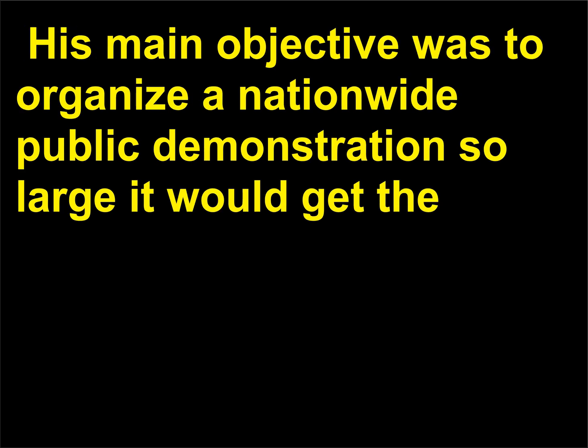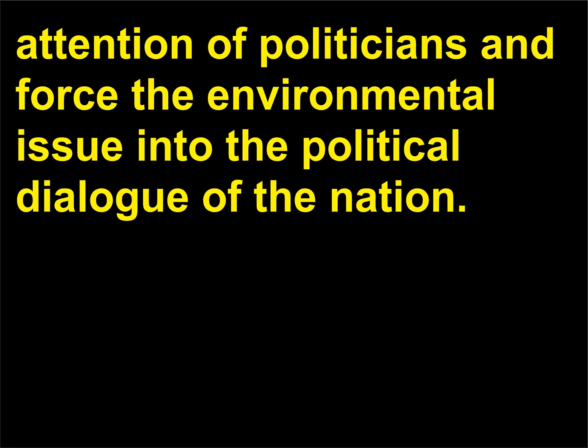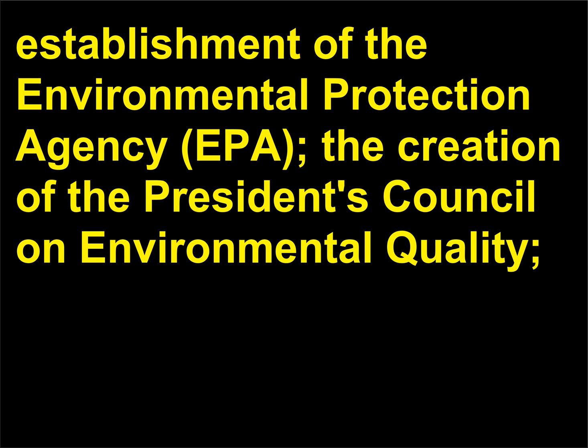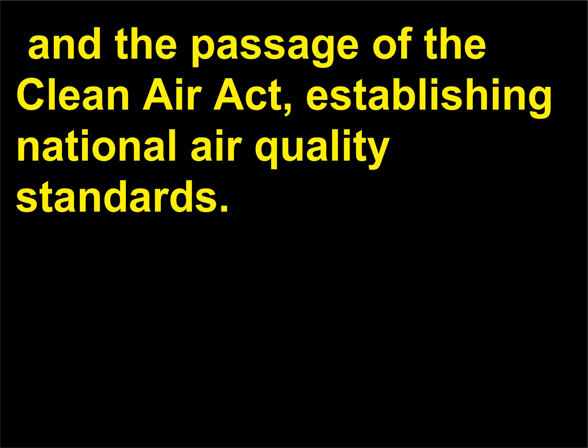His main objective was to organize a nationwide public demonstration so large it would get the attention of politicians and force the environmental issue into the political dialogue of the nation. Important official actions that began soon after the celebration of the first Earth Day were the establishment of the Environmental Protection Agency, EPA, the creation of the President's Council on Environmental Quality, and the passage of the Clean Air Act, establishing national air quality standards.